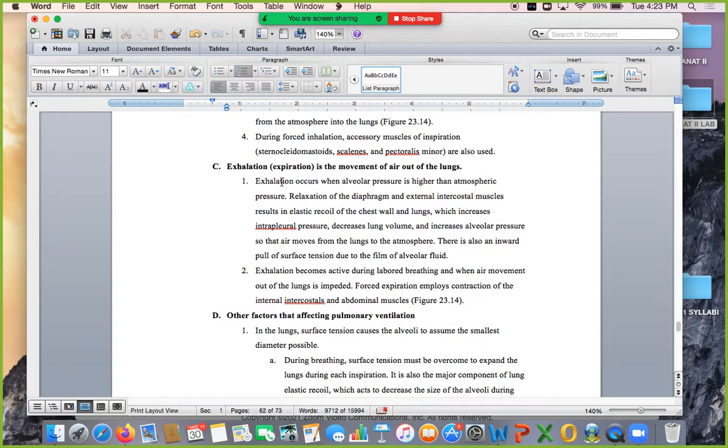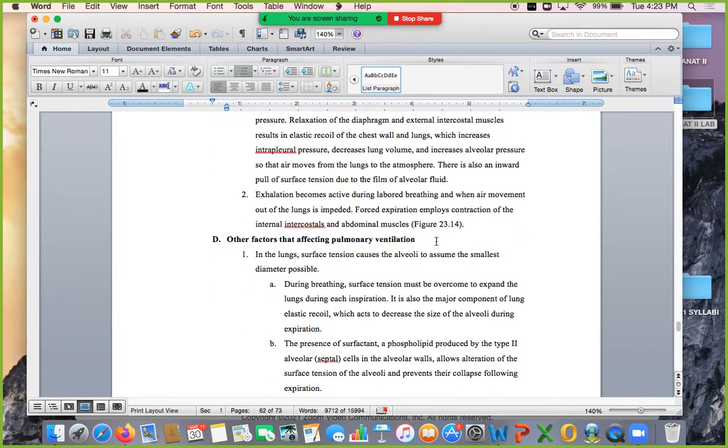Again, expiration happens when the alveolar pressure is higher than atmospheric pressure, which happens because you're relaxing the diaphragm, and the external and internal costal muscles relax as well, which causes recoil in the chest and lungs, meaning that the intrapleural pressure is going to increase as your lung volume decreases, so air leaves your lungs and enters the atmosphere.